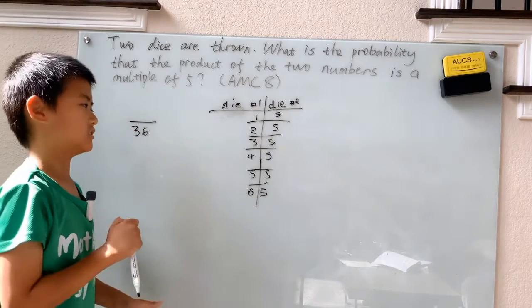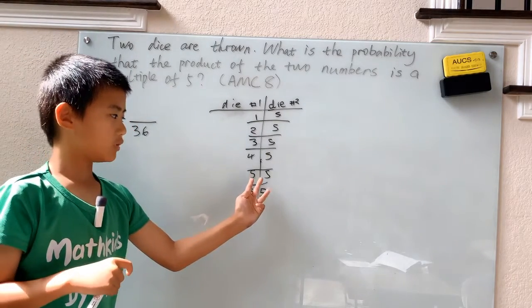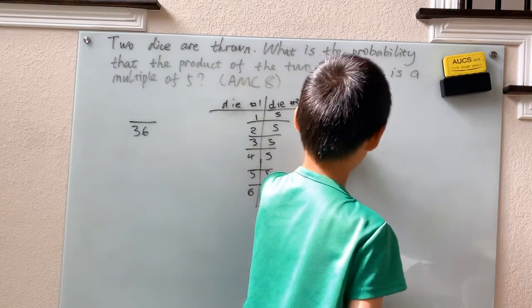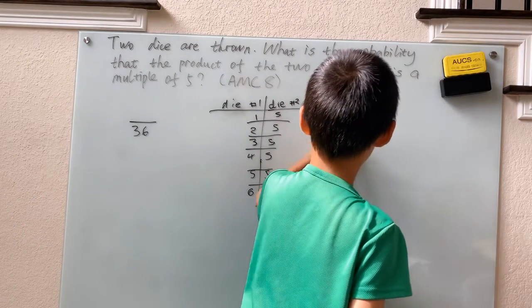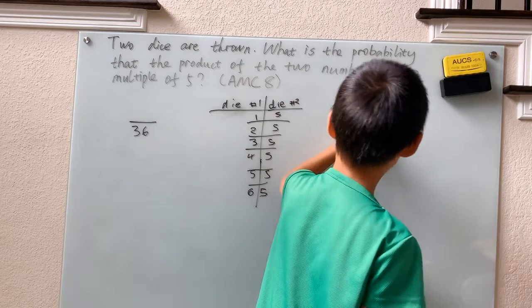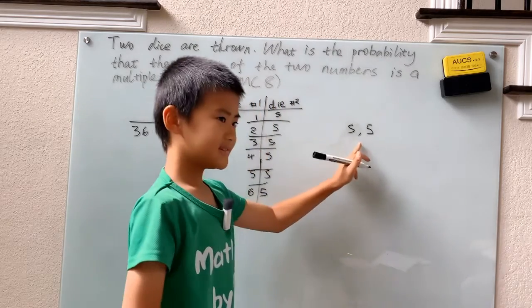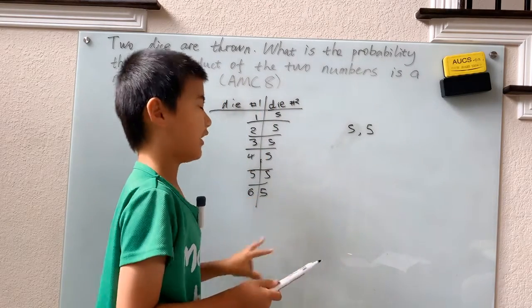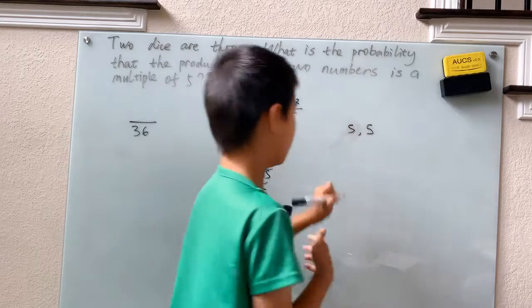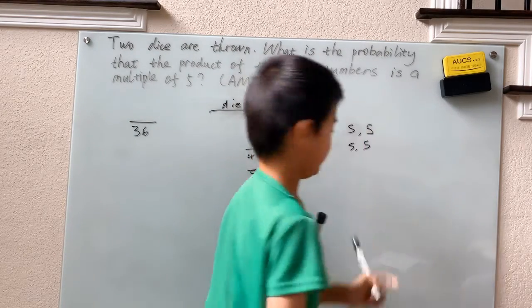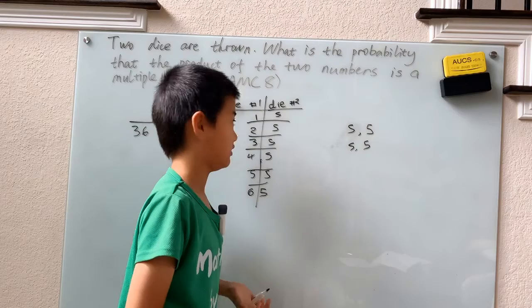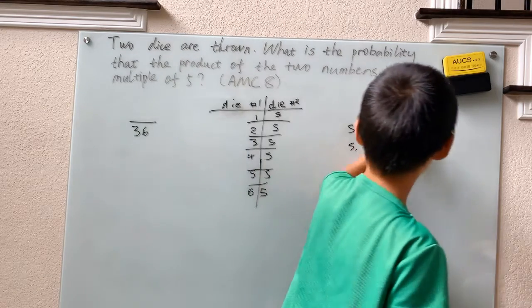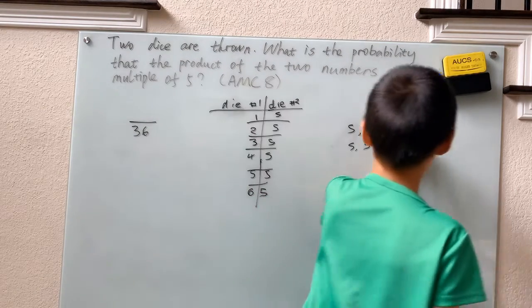But this 5, 5, that's really special, since when we flip this over, 5 for die number 1, 5 for die number 2, this is the only way to have two 5s. When you flip this over, we still have 5 and 5. That's no different.